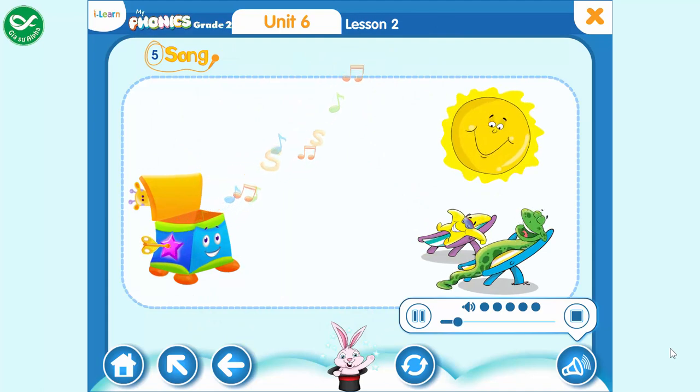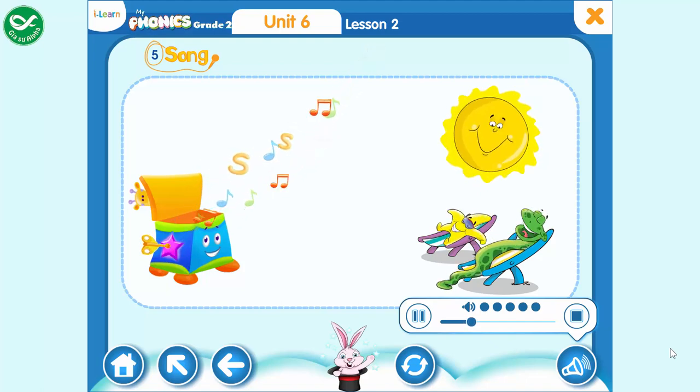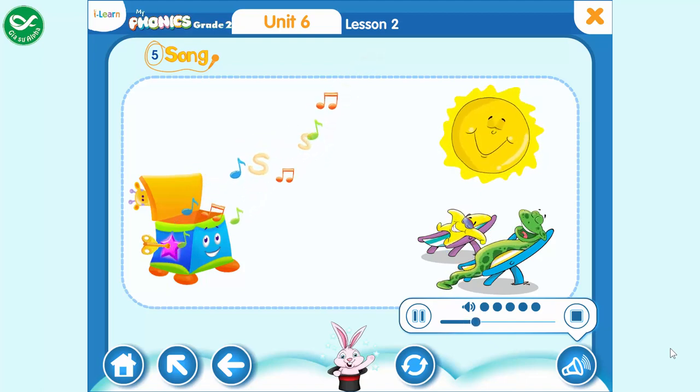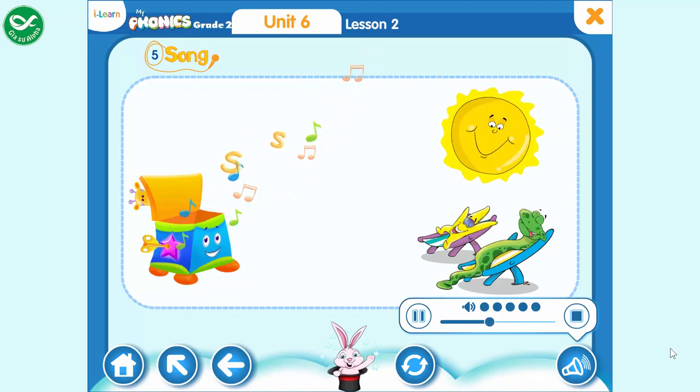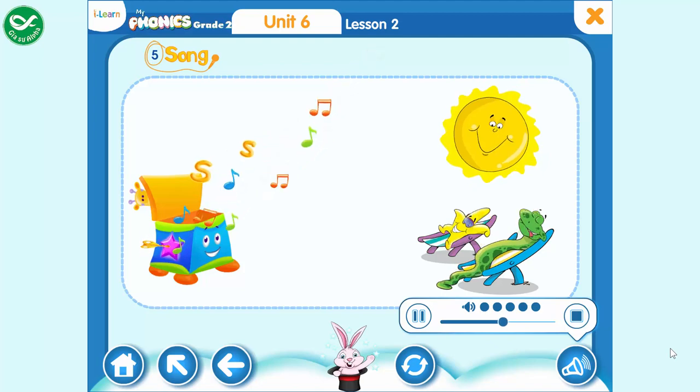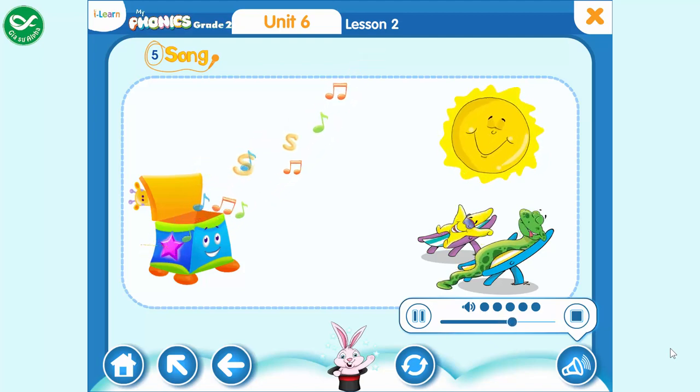Hip, hip, hip, hooray! The star is in the sun. It is in the sun today. The snake is in the sun. Hip, hip, hip, hooray! The snake is in the sun. It is in the sun today.